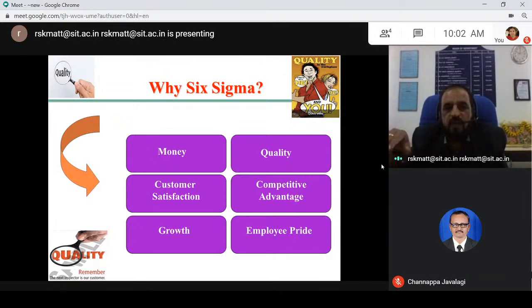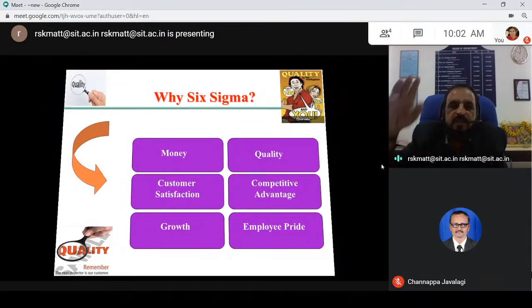Six Sigma doesn't come simply. We need to sweat our blood. Then only do we get the Six Sigma certification and Six Sigma brand for the company. At the end, I will display the Six Sigma companies in the world. So growth takes place, and employee pride. These are all the benefits of Six Sigma practices in the industry.